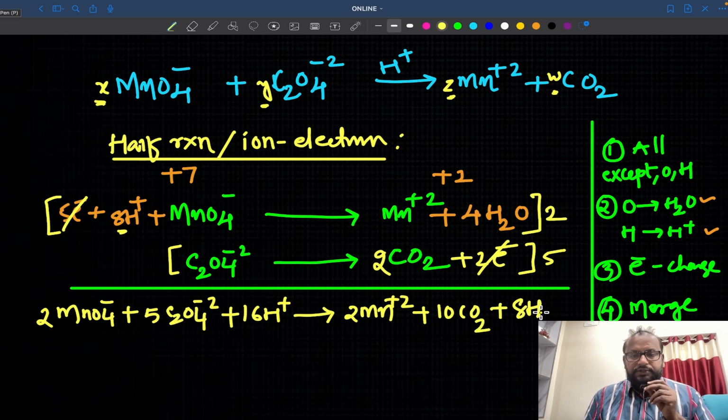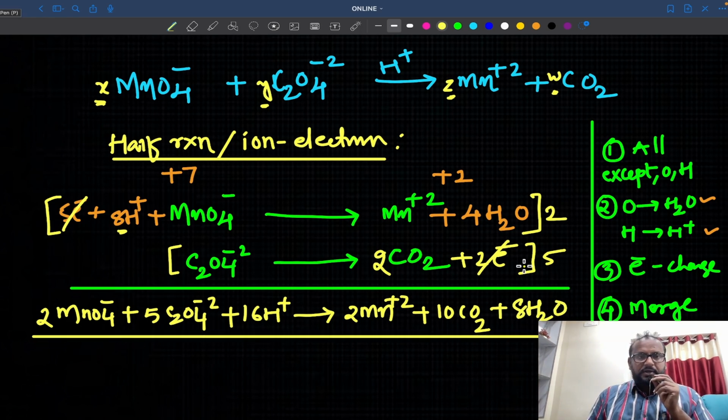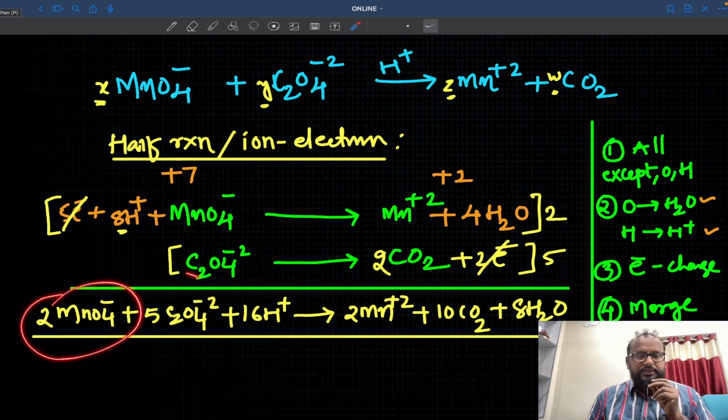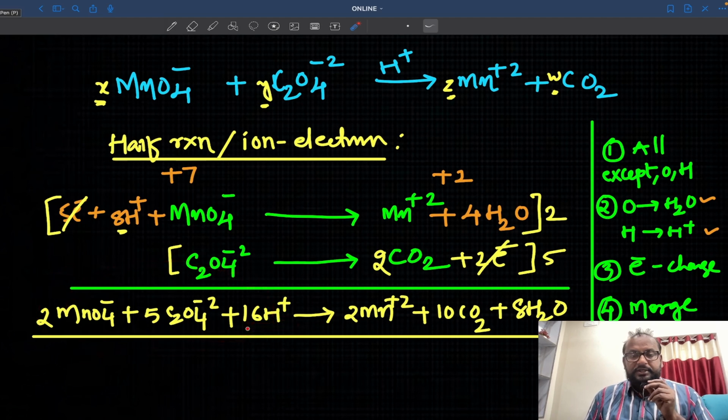8 moles of H2O. So this is the balanced final reaction of this one. If you see here, 2 moles of MnO4 minus is reacting with 5 moles of H2C2O4. For this reaction, how many moles of hydrogens are required? 16 moles of hydrogens are required. You can see the stoichiometry here, 2, 5, 2, 10, right?